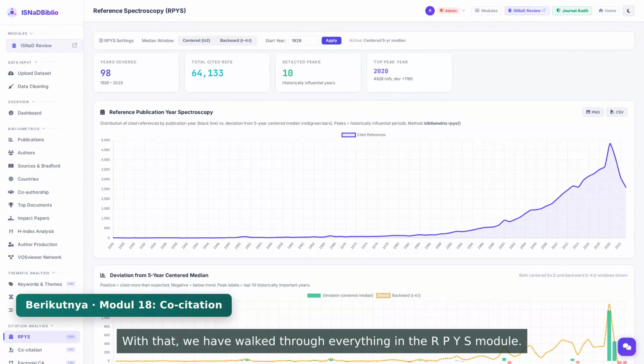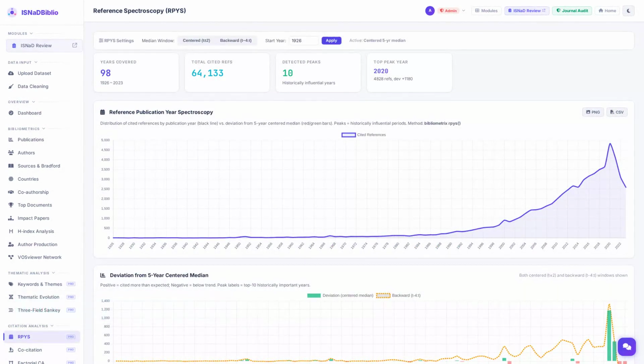With that, we have walked through everything in the RPYS module. You can now trace the historical roots of your field of study. In the next module, we examine co-citation and bibliographic coupling.